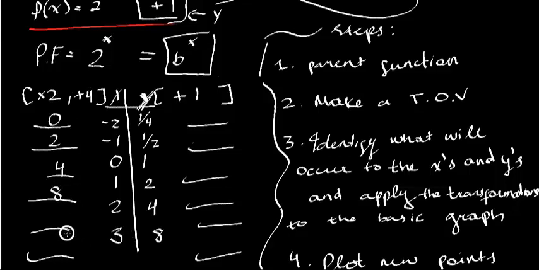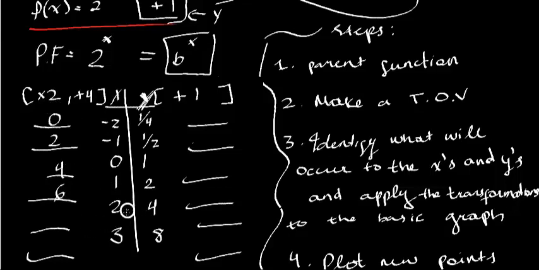Oh, I think, did I do something? I think I skipped 0. 0 times 2 is 0 plus 4 is 4. Oh, I skipped a 1, I think. 1 times 2 is 2. 2 plus 4 is 6.